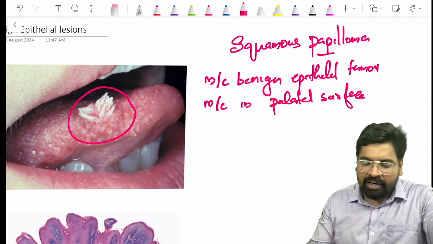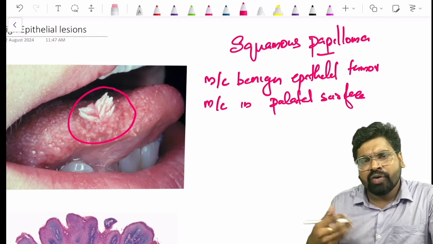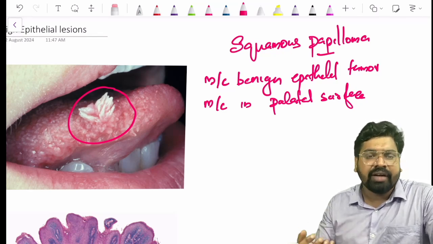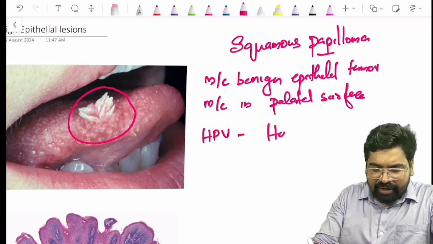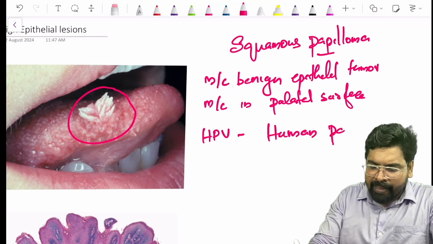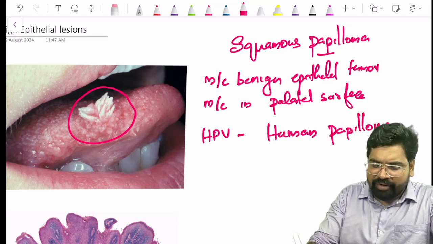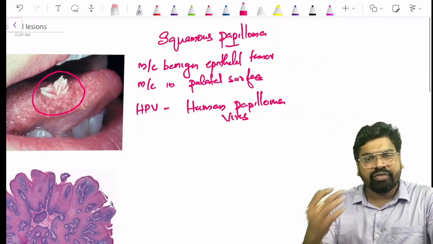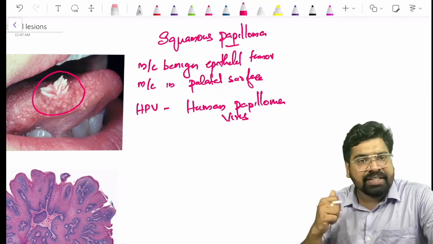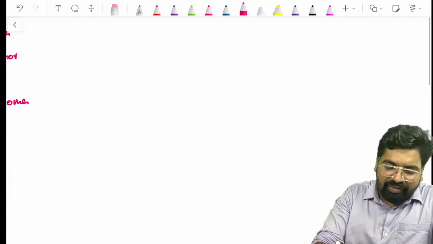Then comes the reason: what is causing these papillomas? What is the trigger? You know that there is a virus called HPV, human papilloma virus. Human papilloma virus is the causative agent for this lesion. Human papilloma virus, the HPV family.